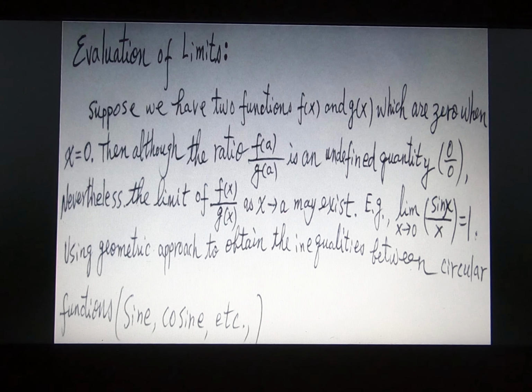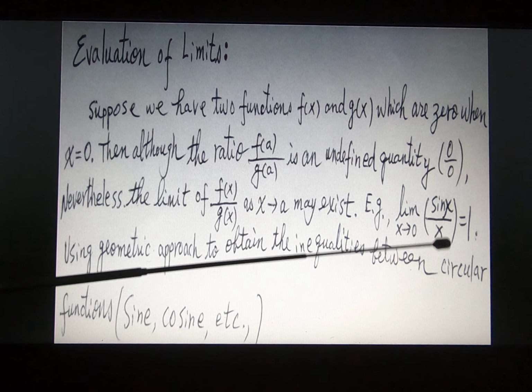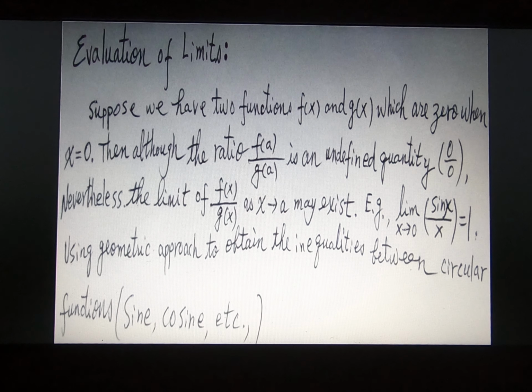Now the Taylor series can be used for evaluation of limits. Even 0 divided by 0 can actually be evaluated by taking differentiation. This is called L'Hospital's rule, and these are the examples. For example, the limit of sin x divided by x when x goes to 0 is equal to 1.